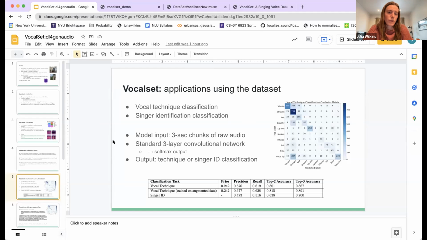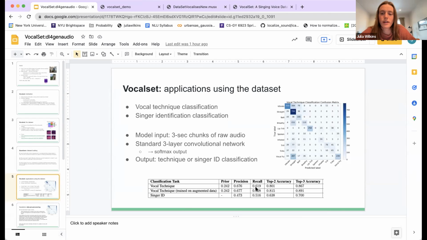So the model did pretty well. It was cool to see a raw audio model being fairly successful in these tasks. The singer identification precision and recall scores are a bit lower, which was to be expected because the 20-way classification problem is challenging. On the vocal technique classification problem, we did play around with some data augmentation because we did have definitely a bit of a class imbalance.